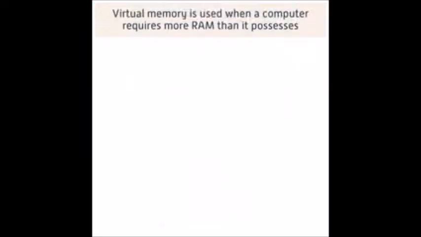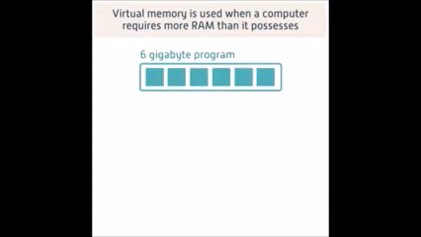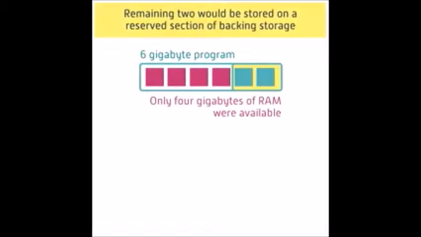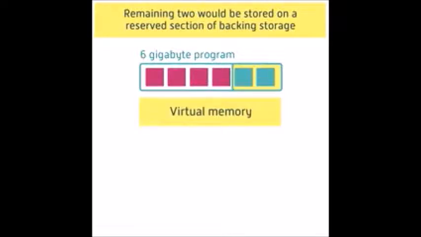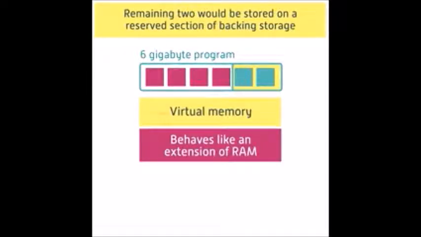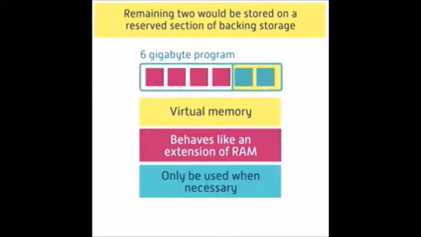Virtual memory is used when a computer requires more RAM than it possesses. Let's say a 6GB program was required, but only 4GB of RAM were available. Those 4GB would be used, and the remaining 2 would be stored on a reserved section of backing storage. This section is called virtual memory, and it behaves like an extension of RAM. Since it is slower than RAM, it would only be used when necessary.